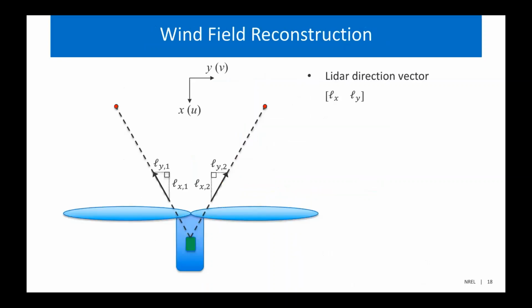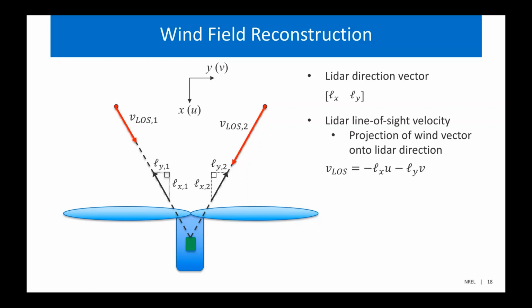Okay, the next topic will be wind field reconstruction. So this is looking at how we take those line of sight measurements from the LiDAR, line of sight velocities, and estimate useful wind field parameters from them. The scenario illustrated here is just a simple 2-beam LiDAR measuring at hub height, measuring horizontally upstream of the turbine. So we'll define the direction the beams are pointing using the LiDAR direction vector. It consists of an X and Y component, where X is the direction aligned with the direction the turbine's pointing, and Y is that horizontal crosswind direction.